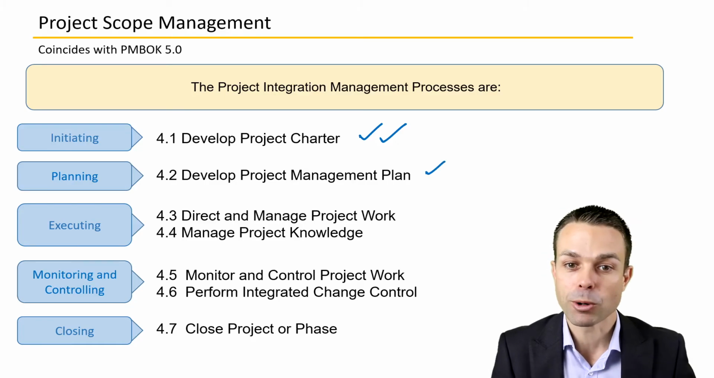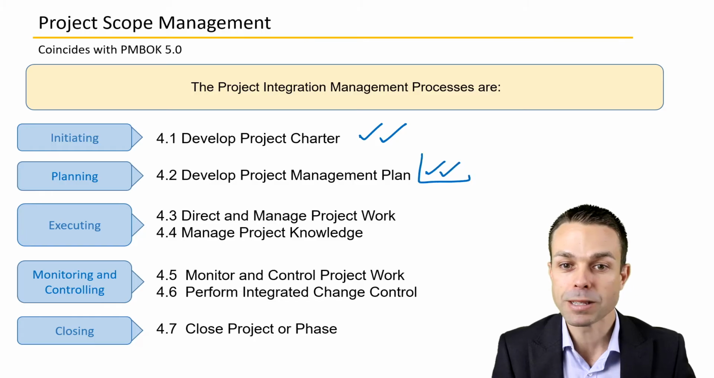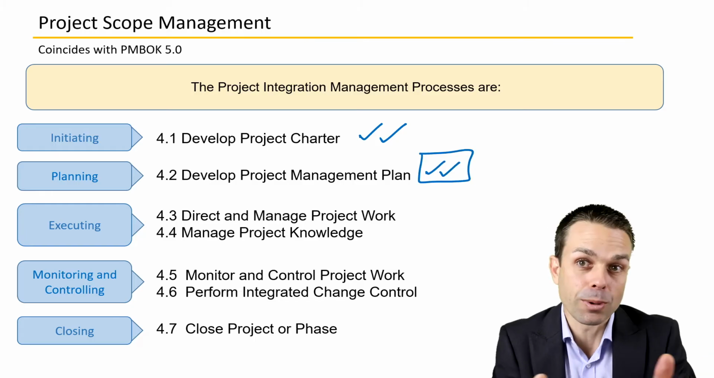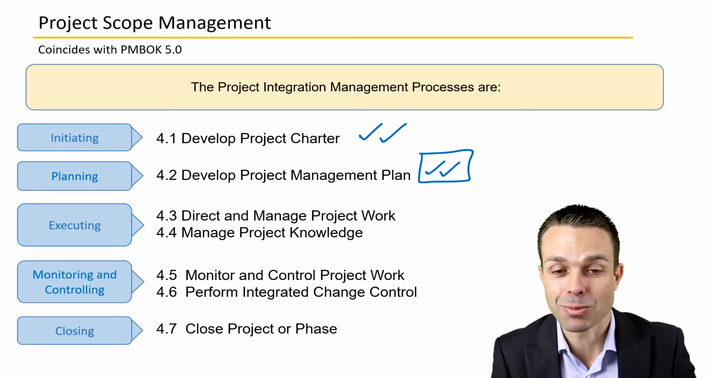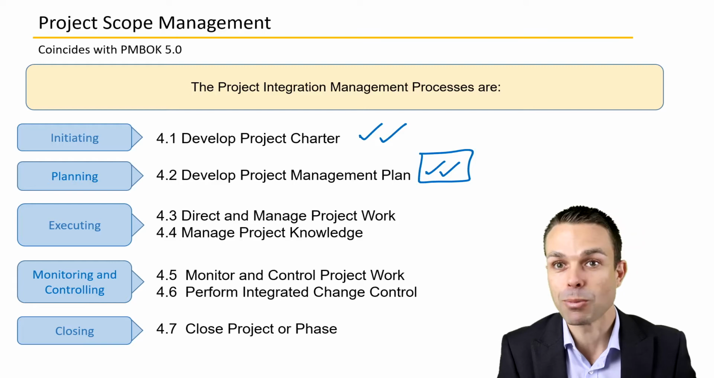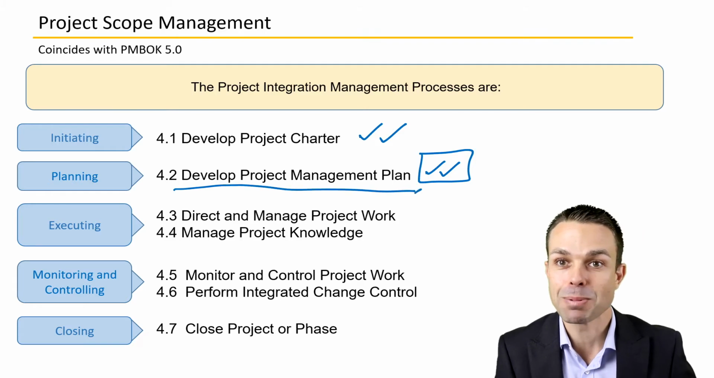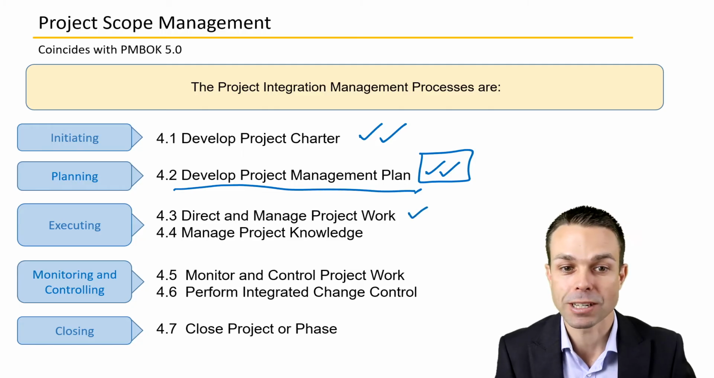Then we're developing the project management plan. This is all the bits and pieces, the scope, schedule, cost, quality, risk, all of those different subsidiary plans are put into the project management plan, and that's how we manage our project over time. And we sort of keep everything in there and keep it up to date. We're directing and managing the project work, of course, as we're going along, using the project management plan.